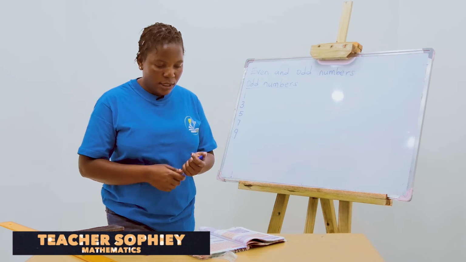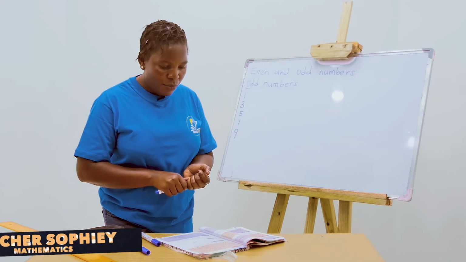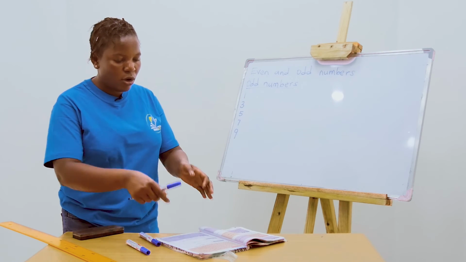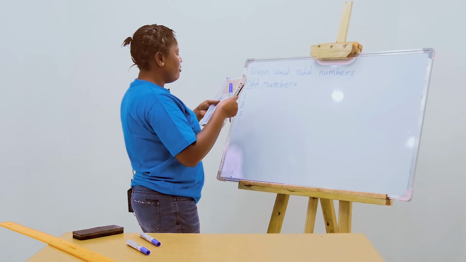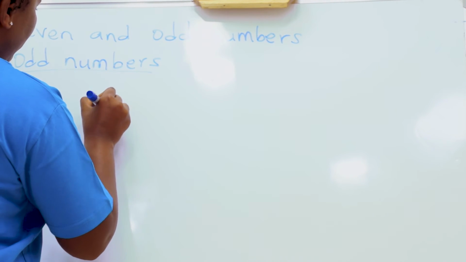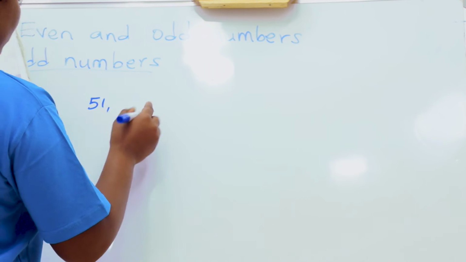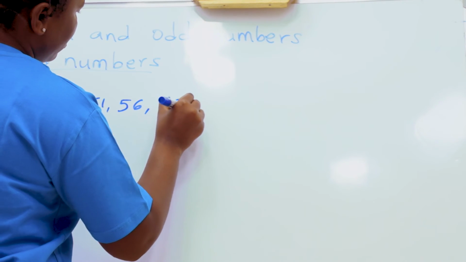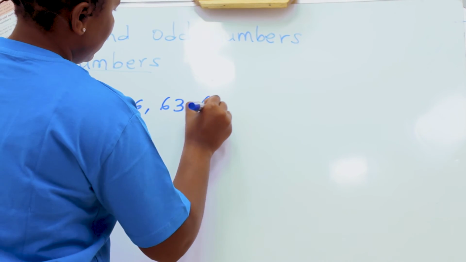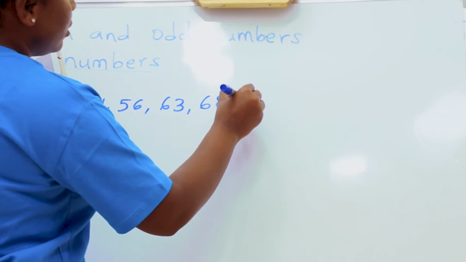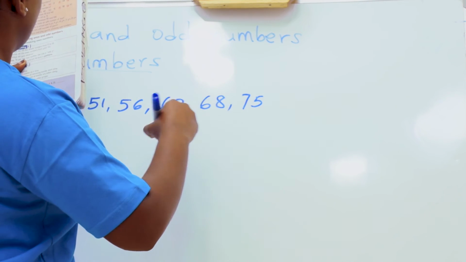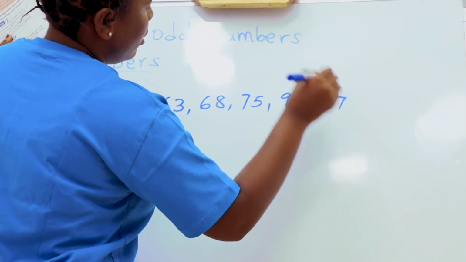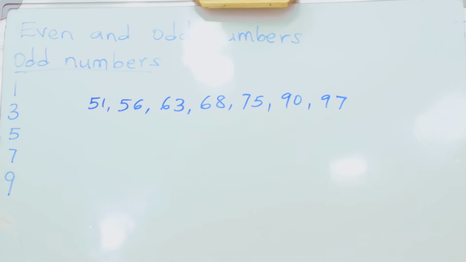Let us look at examples here. We are going to circle odd numbers. We have numbers here: 51, 56, 63, 68, 75, 90 and 97. We are going to circle odd numbers.